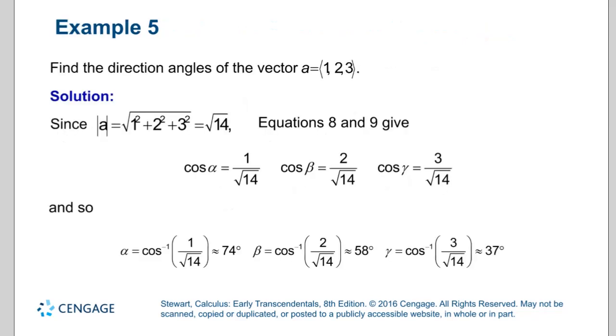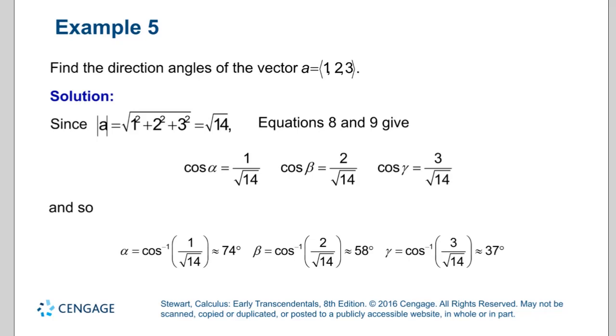All right, let's look at an example. We're looking for the direction angles of the vector A, which is 1, 2, and 3. The first thing I have to find is my magnitude. So the magnitude of vector A is going to be the square root of 14. And then I just plug in each of those values, the 1, 2, and 3, over the square root of 14, and then do the arc cosine.